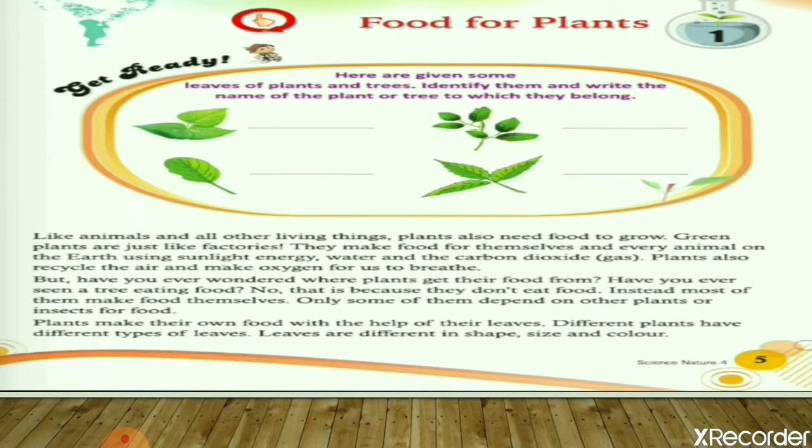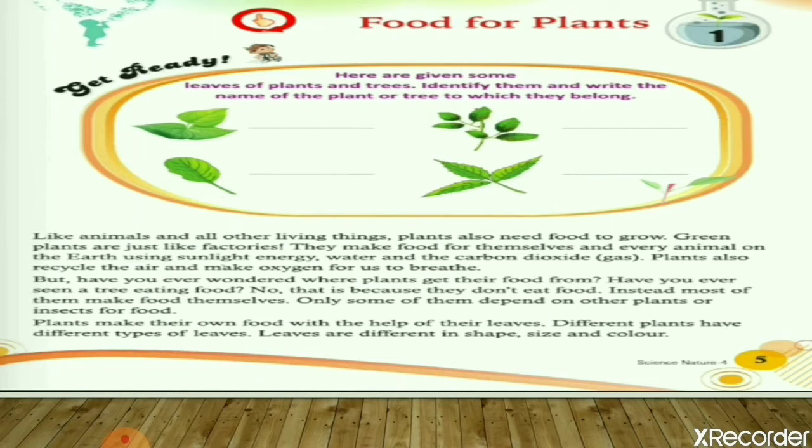Have you ever seen a tree eating food? No. That is because they don't eat food. Instead, most of them make their food within themselves. Only some of them depend on other plants or insects for food.